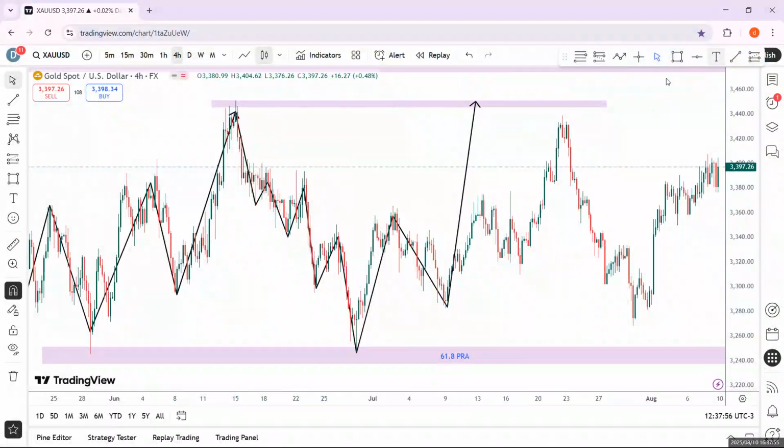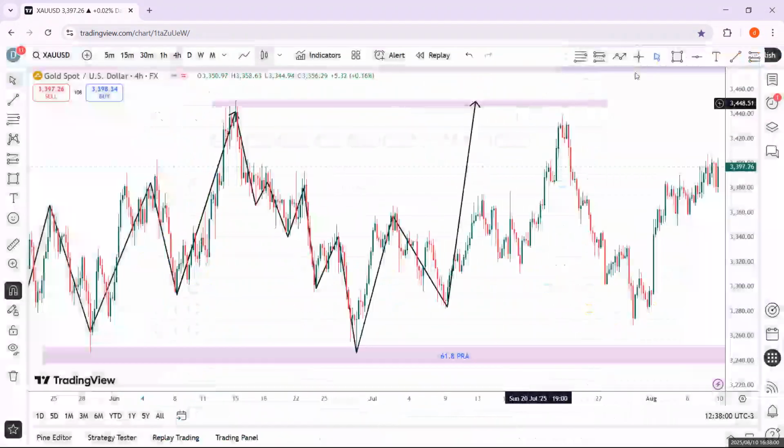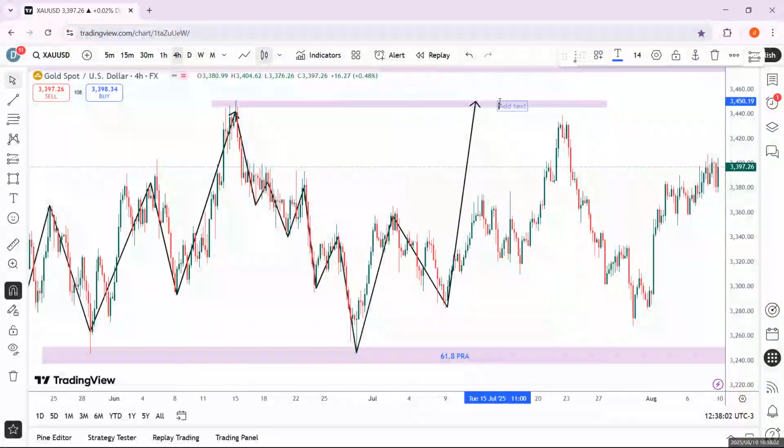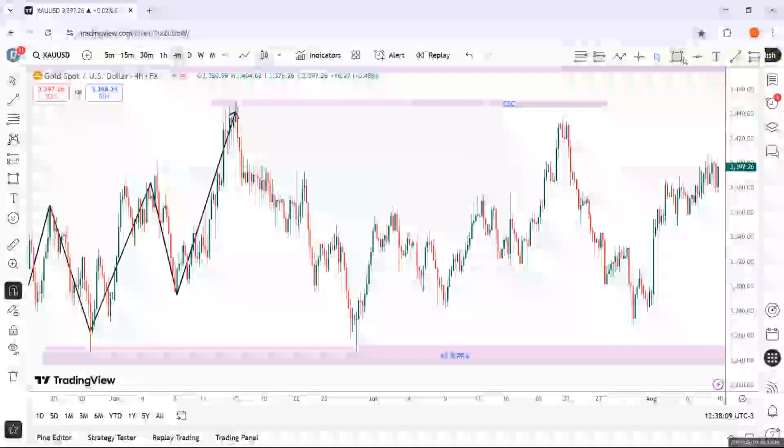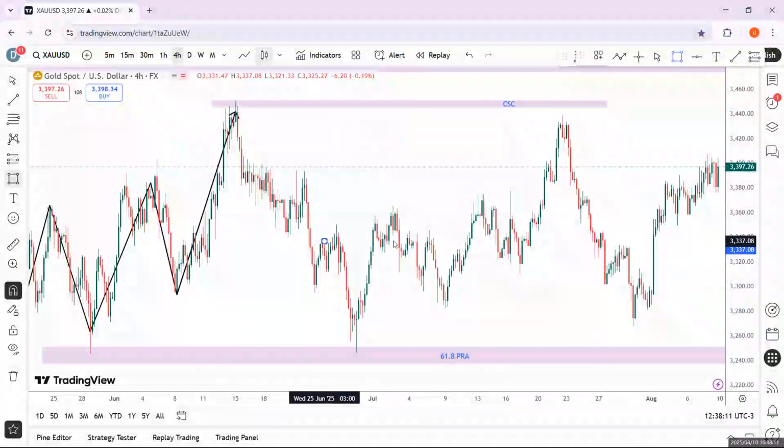Okay, so we will just tag this level here as CSC, which is what? The current structure circle. Sorry about that. We'll tag this as the CSC, which is the current structure circle, and this is our take profit level. Okay, so what did we do again? We read all of the retracement structures and we saw a change of character. The last lower high got taken off right here.